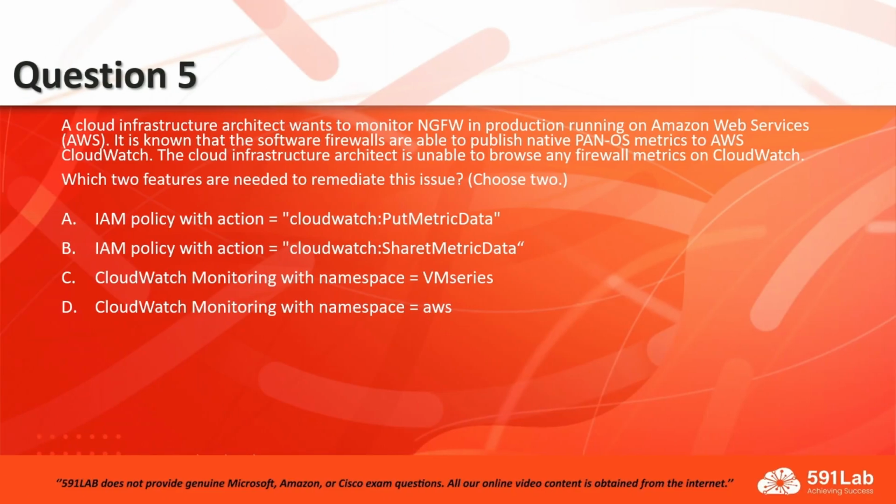Let's discuss question number 5. Question number 5 is as follows. A cloud infrastructure architect wants to monitor next generation firewall in production running on Amazon Web Services or AWS. It is known that the software firewalls are able to publish native PAN-OS metrics to AWS CloudWatch. The cloud infrastructure architect is unable to browse any firewall metric on CloudWatch. Which two features are needed to remediate this issue?